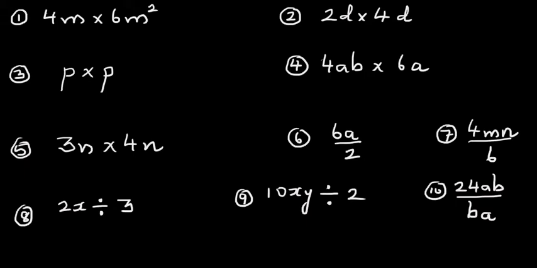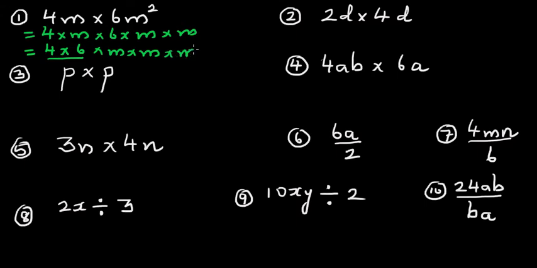Okay, so hopefully you've done these questions. So this is multiplying, so I'll write it out like this. This is 4 times m times 6 times m times m. So let's write the numbers together and the letters together. So this is 4 times 6, you can multiply, and then you've got m times m times m. So directly writing the answer, 4 times 6 is 24, and m times m times m is m to the power 3. So the final answer would be 24m cubed.